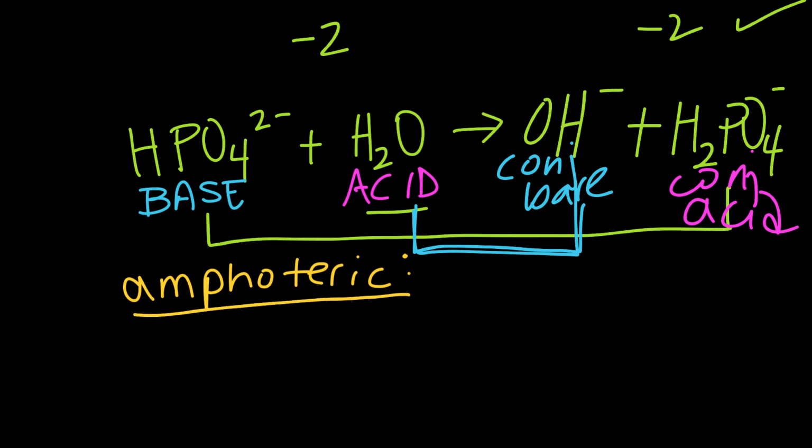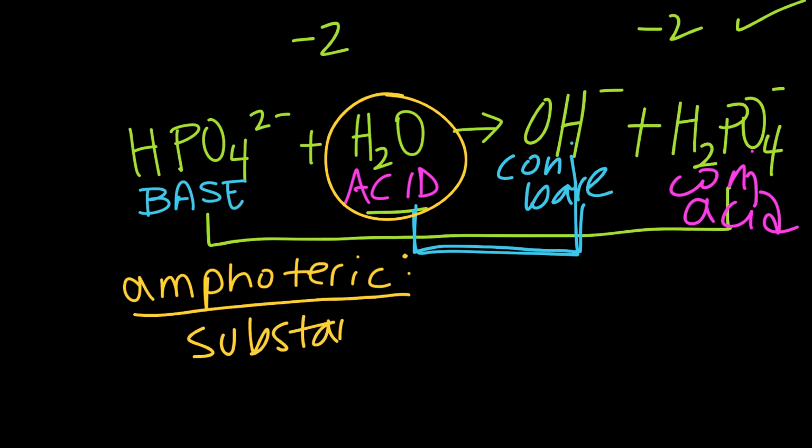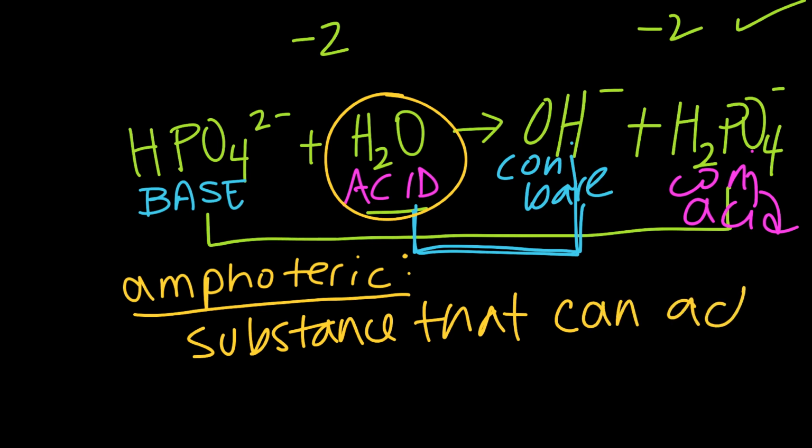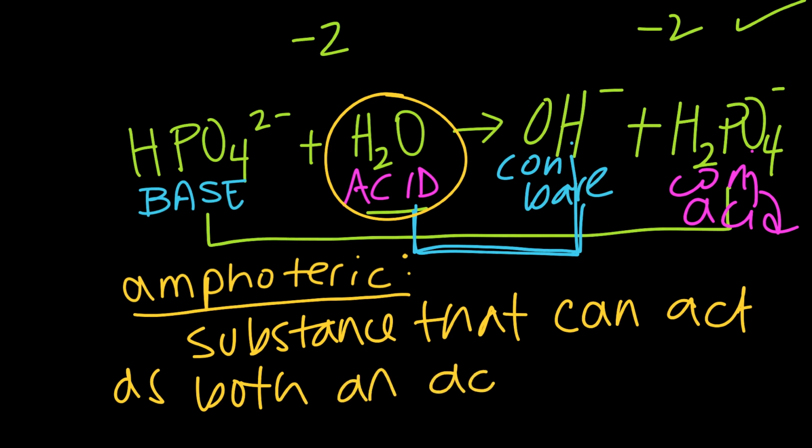And the last thing I want to talk about is this term amphoteric. If you noticed in the last example, water was a base, and in this example, water acted as an acid. And water is not the only substance that can act like this, but it's a pretty notable one. So think of an amphibian, which can live both in water and on land. So ampho means kind of both. So amphoteric is a substance that can act as both an acid and a base. So you should know that as a vocabulary term.